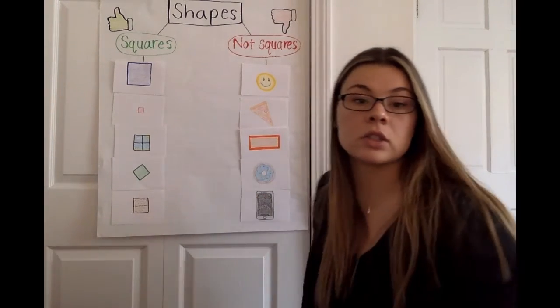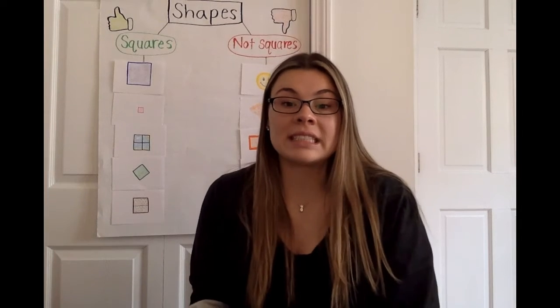All right, great job identifying those squares. So next I have an assignment for you to try at home. And this is going to be like your exit ticket, just like we do at school at the end of our lessons. I would like you to please find 10 items in your home that are in the shape of a square or that have a square on them.